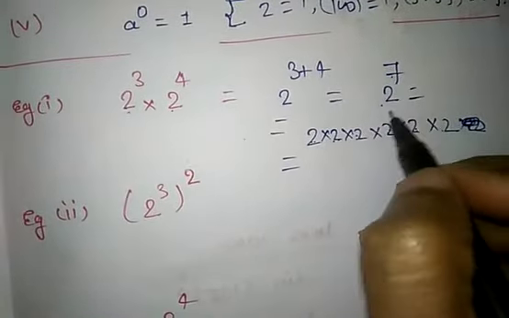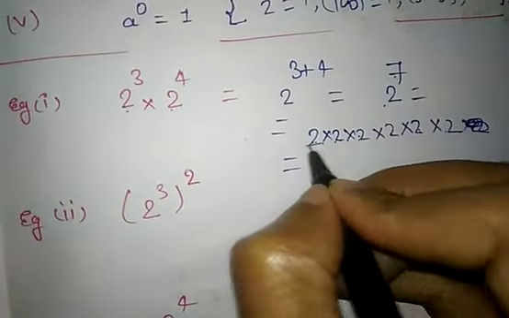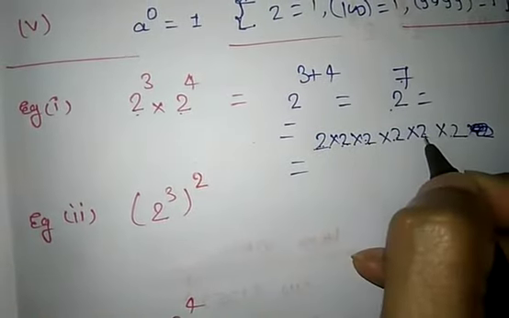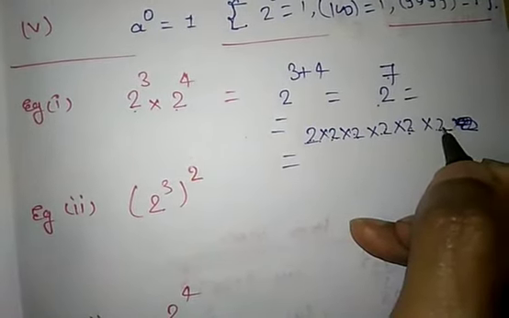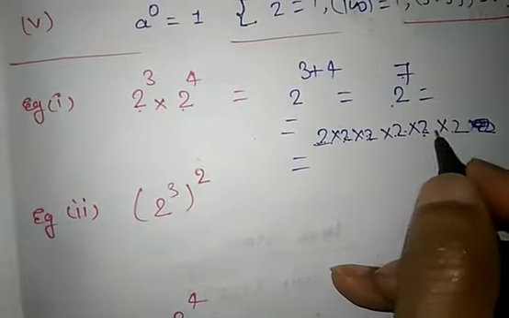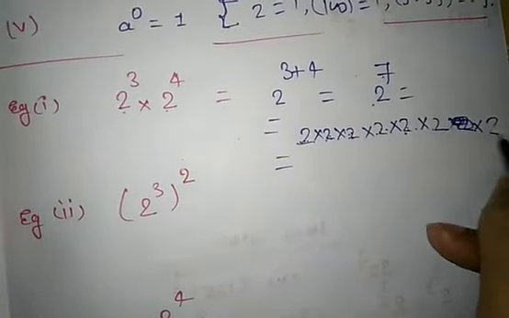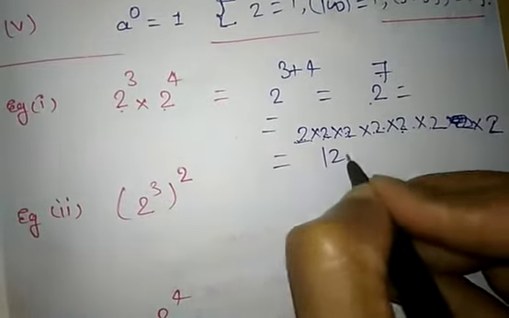So 2 power 7 means 2 multiplied 7 times. Continuing, we get 2, 4, 8, 16, 32, 64, 128.